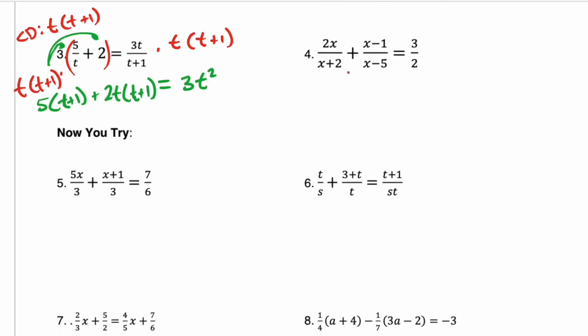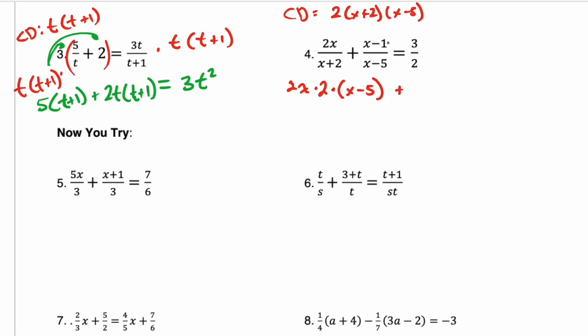We have x plus 2, x minus 5, and a 2. So there's nothing really in common there. The common denominator is just going to be 2 times x plus 2 times x minus 5, so we're going to multiply both sides by that. Now if you multiply this by the common denominator, just the x plus 2's cancel, so you're left with 2x times 2 times x minus 5. That's just this first fraction.